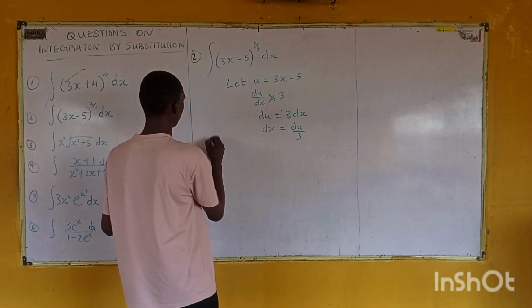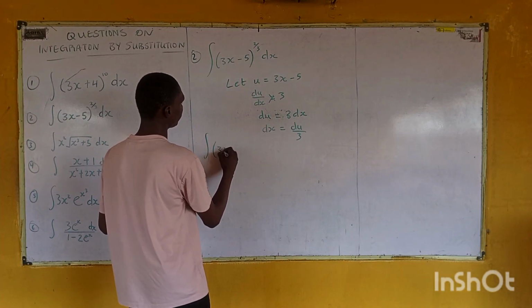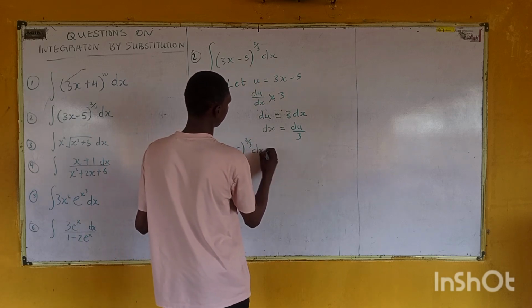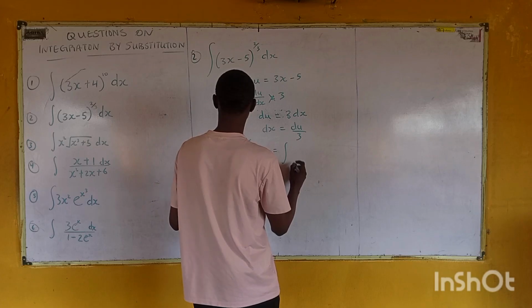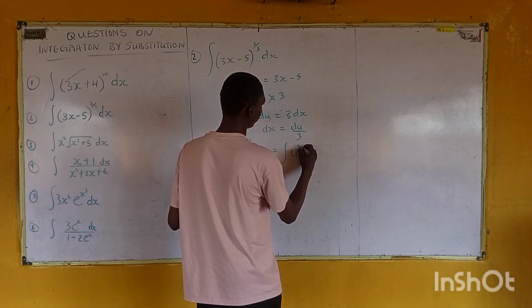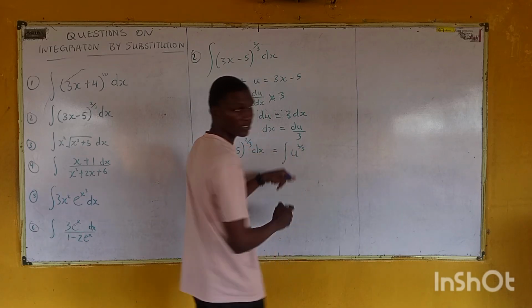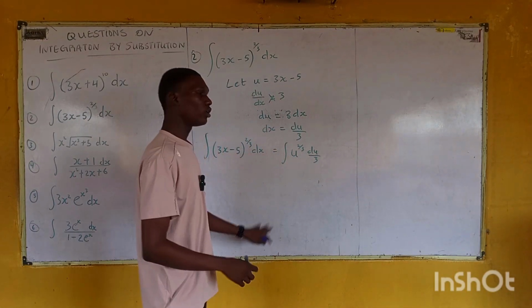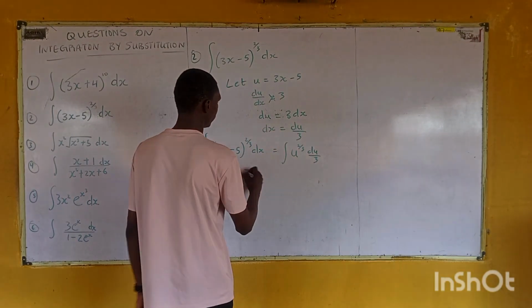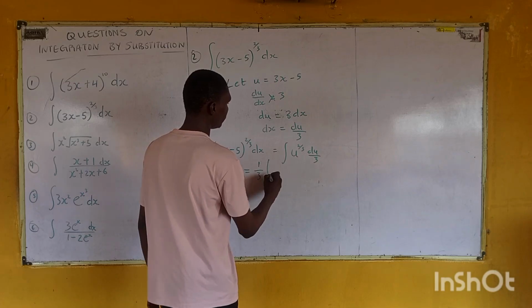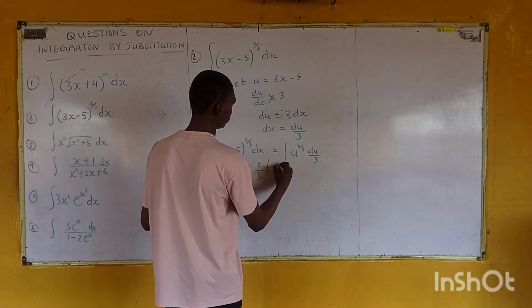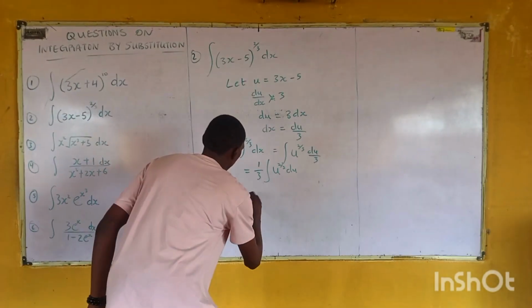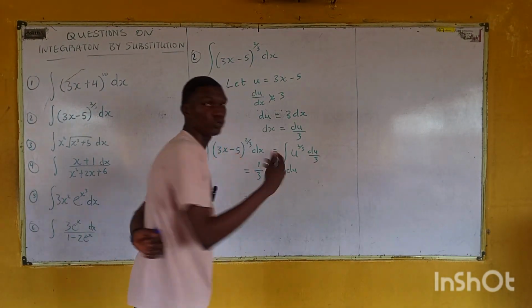Now we can go back to our question and say the integral of (3x - 5)^(2/3) dx is now equal to what? The integral of u raised to power 2/3, then dx is now represented using du over 3. Alright, so now we can factor out the constant and say 1/3 integral of u raised to power 2/3 du. Alright, so now we can integrate u raised to power 2/3.